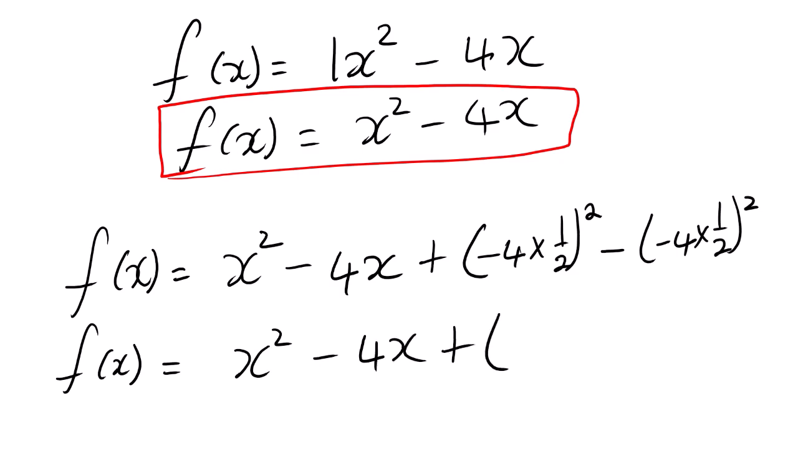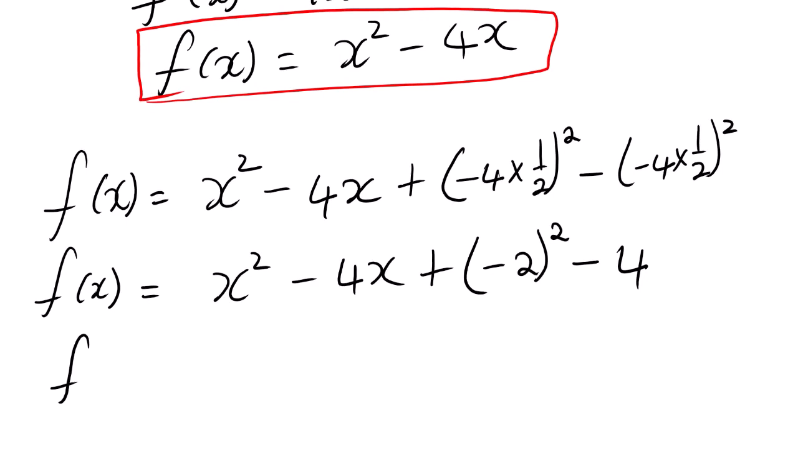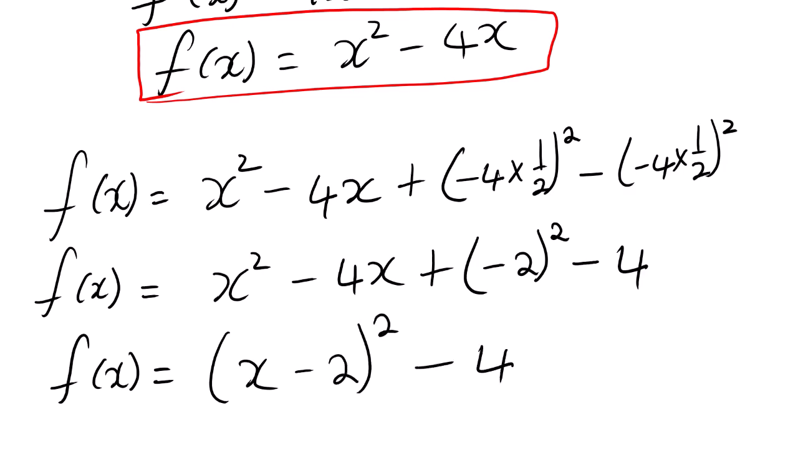So the first bracket, we simplify. Inside the bracket we are going to have -2 squared, and then we simplify this as a whole. So inside the bracket we have -2. -2 to the power 2 is +4. +4 multiplied by the negative is -4. Then from here we take all the terms raised to the power 2, we put them inside the bracket and then raise it to the power 2, minus 4. So we are done with the question.